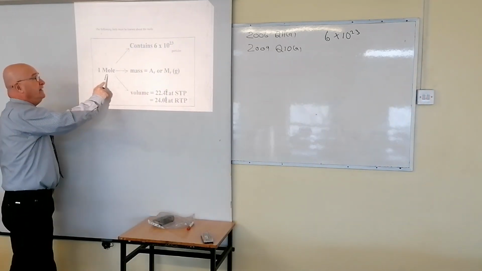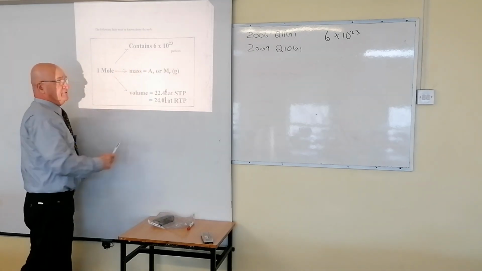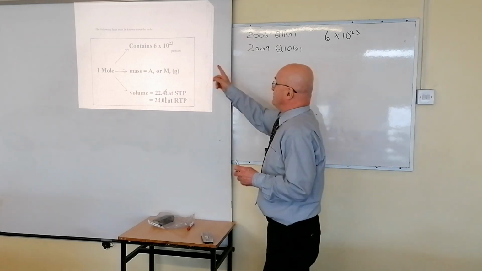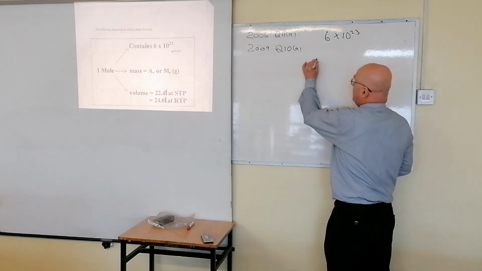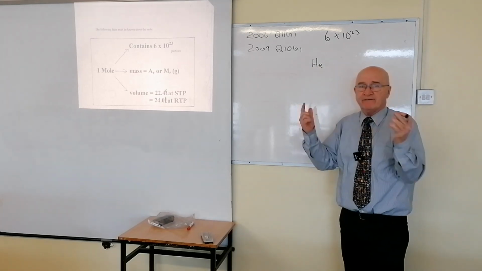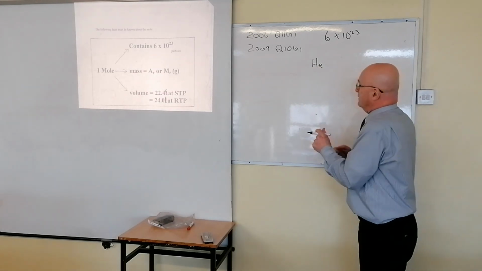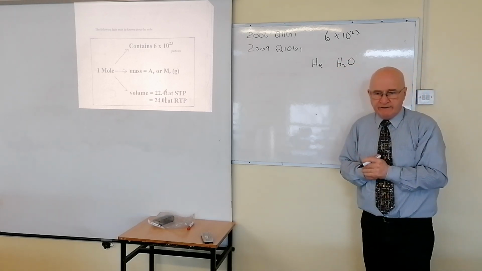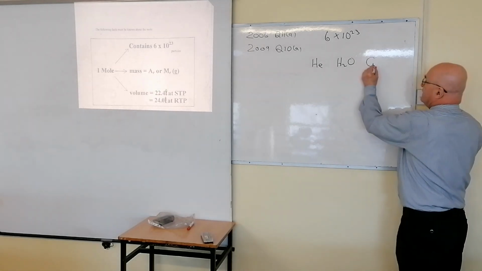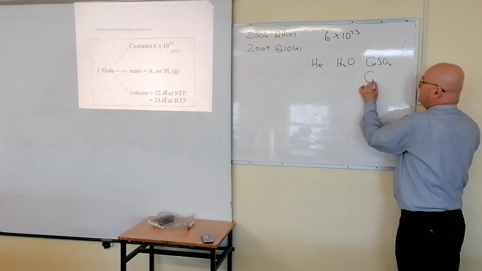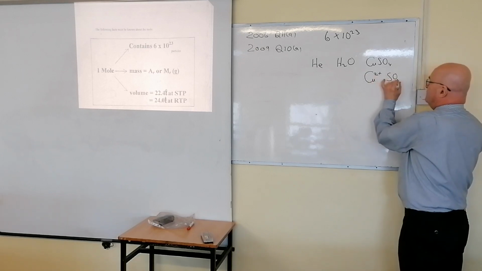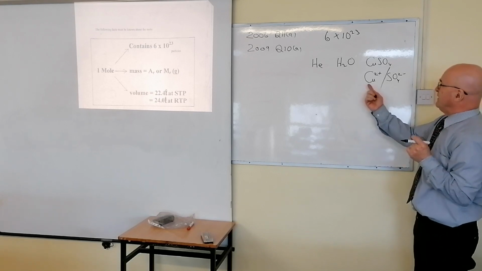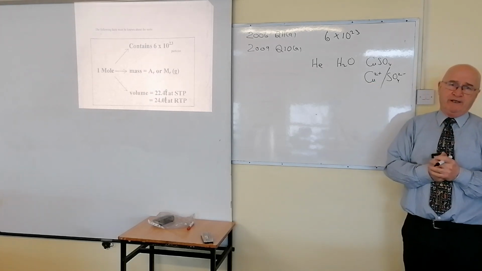1 mole of a substance contains that many particles. Now, when you say particles there, the particles could be atoms, if you were talking about something like helium gas, because they don't join with anything. Or it could be molecules, if you were talking about a mole of water. Or it could be ions, if you were talking about copper sulfate. CuSO4 is made up of Cu2+ ions and SO4 2- ions. So there would be 6 by 10 to the power of 23 copper ions in a mole of copper sulfate.